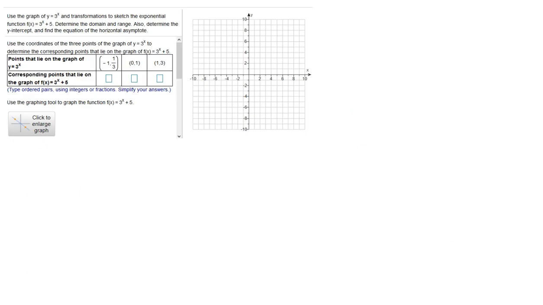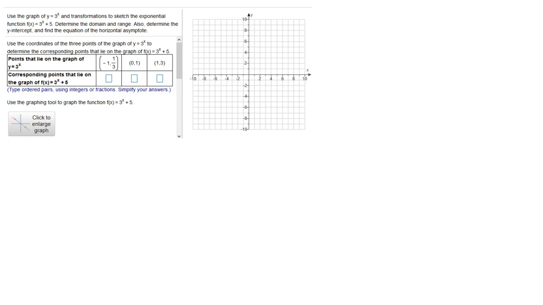The next question says, use the graph of y equals 3 to the x and transformations to sketch the exponential function f of x equals 3 to the x plus 5. Determine the domain and range, also determine the y-intercept, and find the equation of the horizontal asymptote.